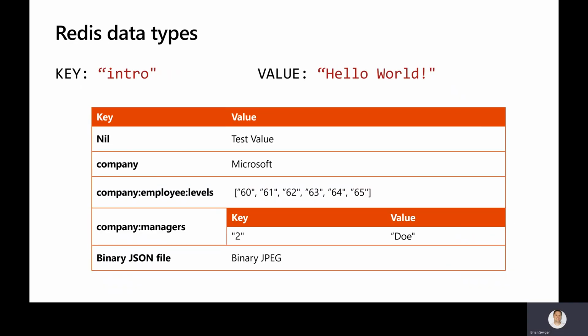So the types of data that we would store, again, it's a key value pair. So we have a key such as intro, and the value may contain hello world. There are various keys and types of values that you can store inside of a Redis cache with the various Redis data types. Notice you can also store a binary JPEG.